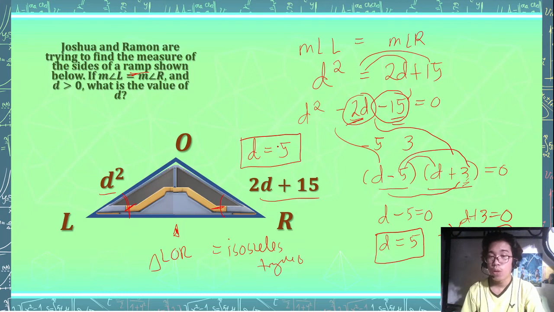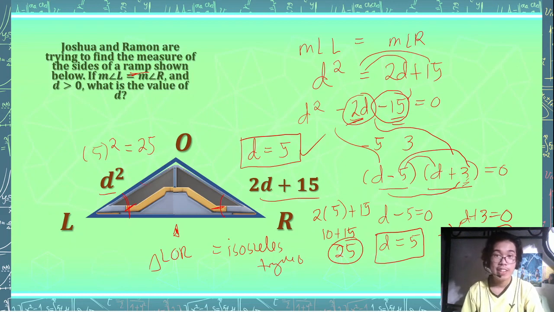If you want to check if this is the correct answer, what's d squared? That's just 5 squared, which gives us 25. And what's the value of this one? This is 2 times 5 plus 15 units, so that's 10 plus 15. And indeed, this is also 25. Therefore, we've gotten the correct answer, and we've proven it. And that's how we solved it.